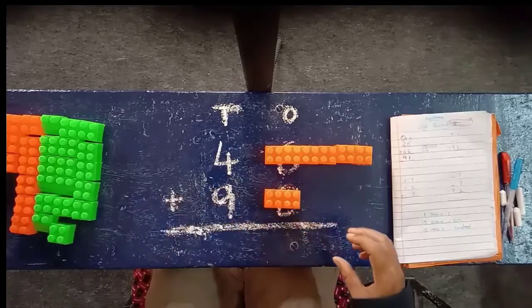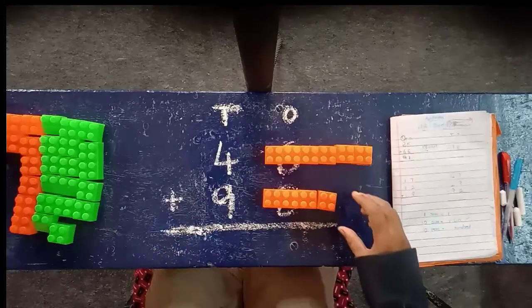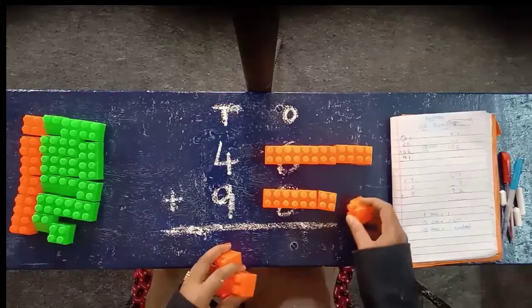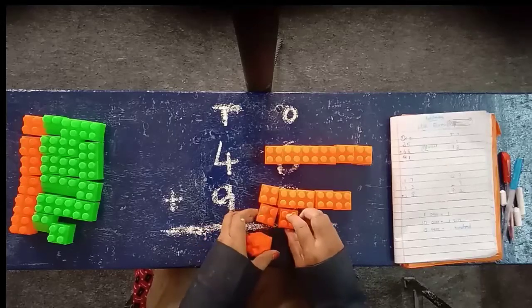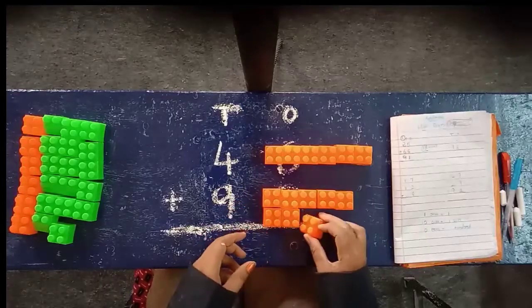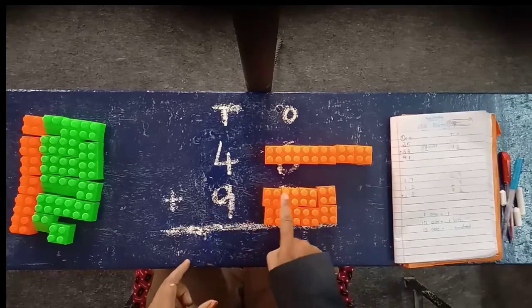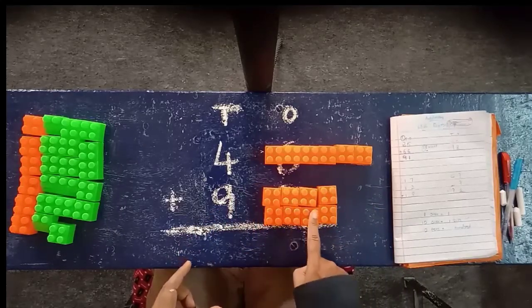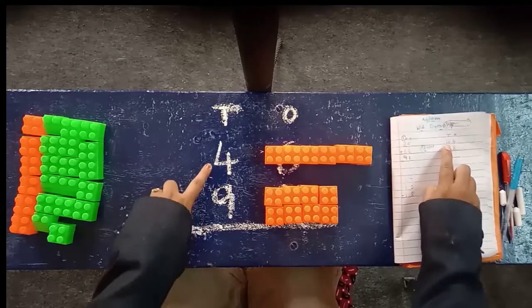1, 2, 3, 4, 5. I'm arranging down. So come on, here you can see, children, this is the second number. 1, 2, 3, 4, 5, 6, 7, 8. So 8 I arranged.